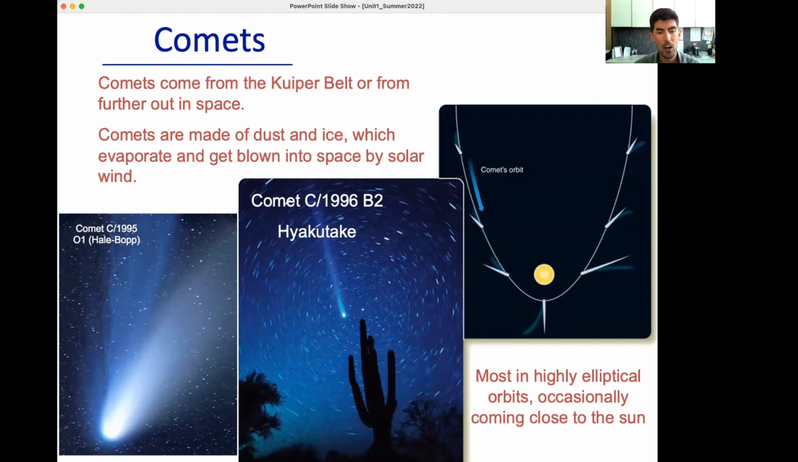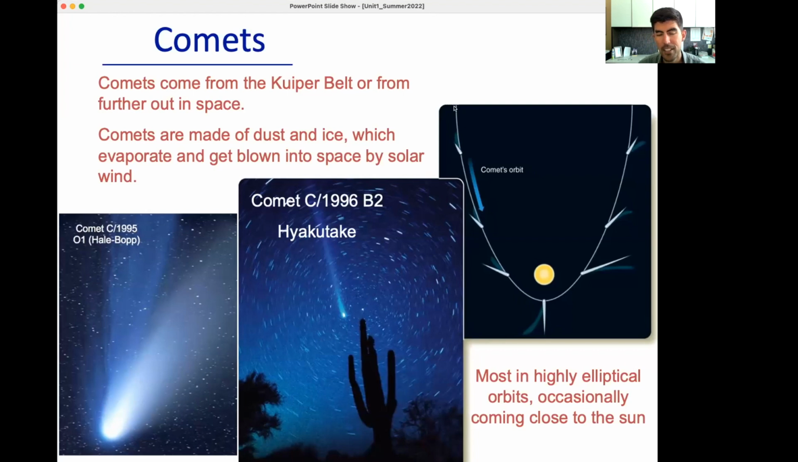And this is why comets have such a bright glow to them, is that their gas is giving off, it's evaporating the ices that it contains, and it's kicking off dust, and that dust is reflecting the sunlight. So they appear very bright because they are reflecting a lot of light back towards us. Here are some images. This is comet Hale-Bopp, and then here's another comet in 1996.